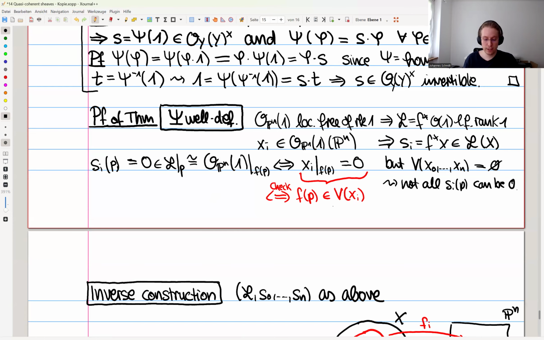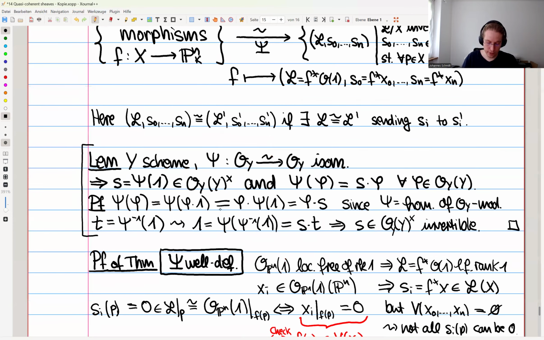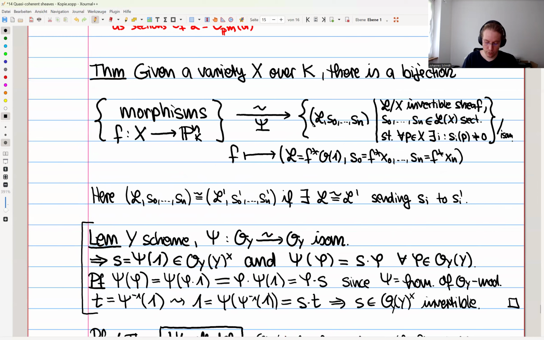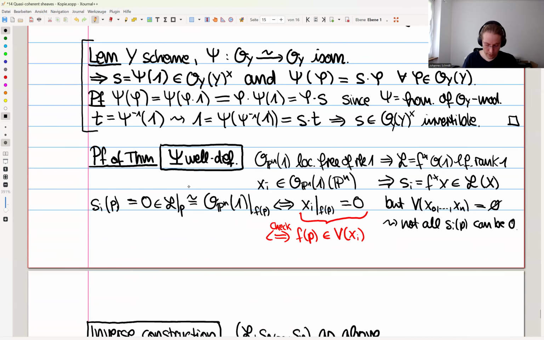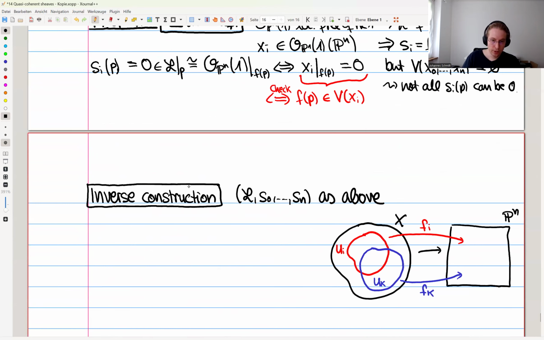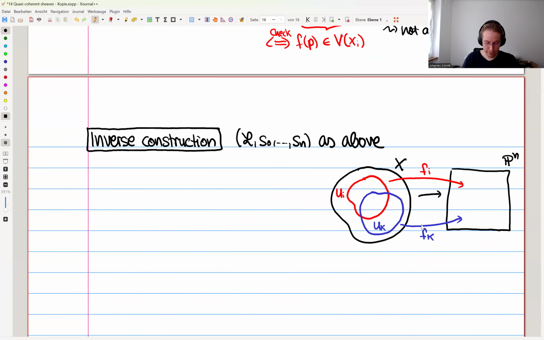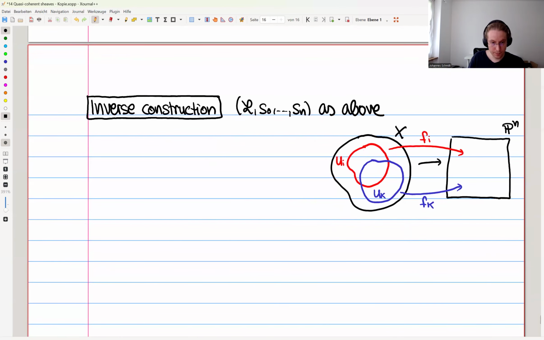And so to prove that there is indeed such a bijection, we just have to go from this right-hand side to the left-hand side. So we give this as input data and try to get out such a morphism to P^n. So let's assume we have given such a tuple as above. Now we need to construct maps to projective space.